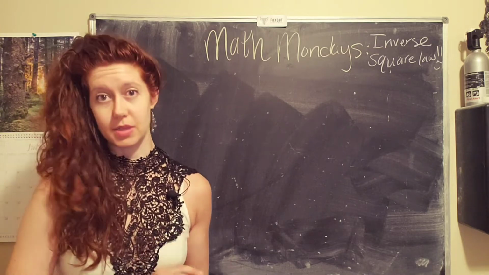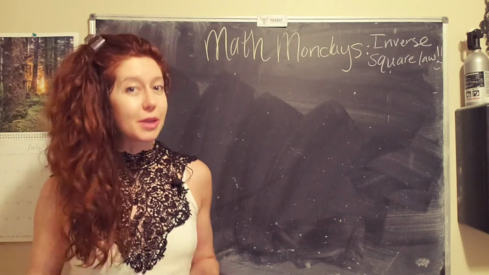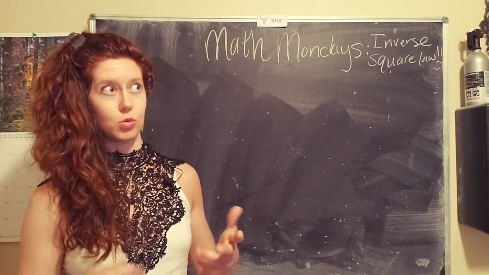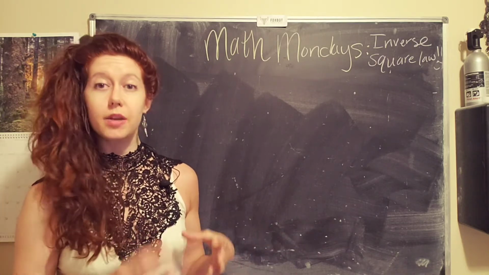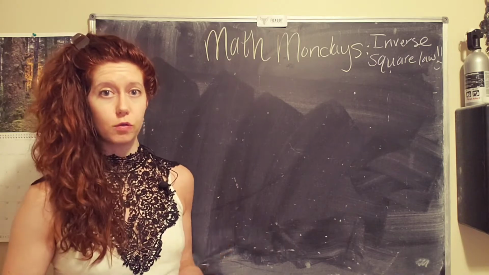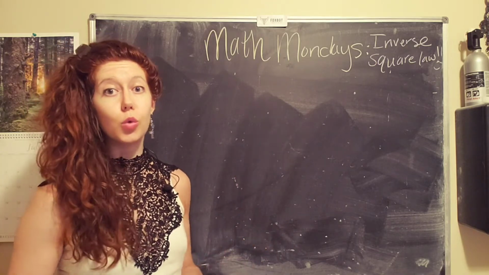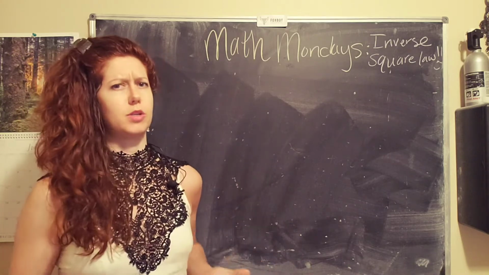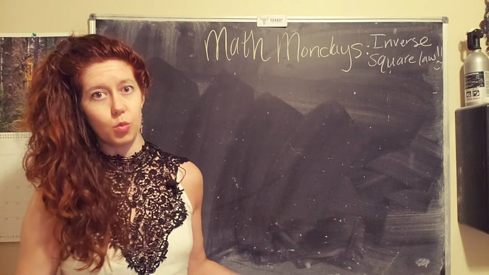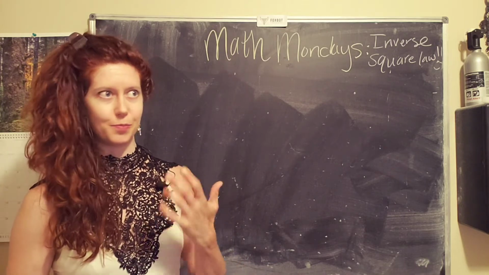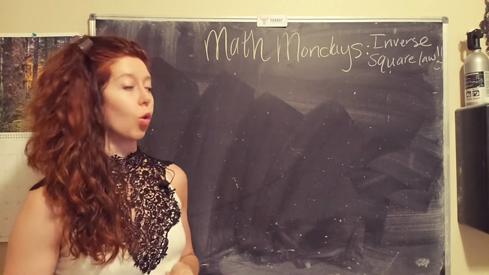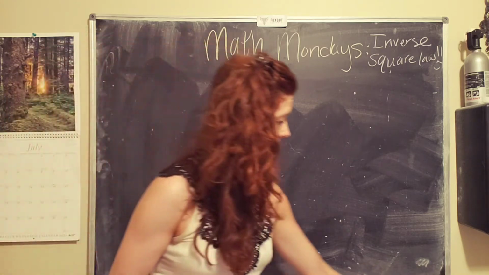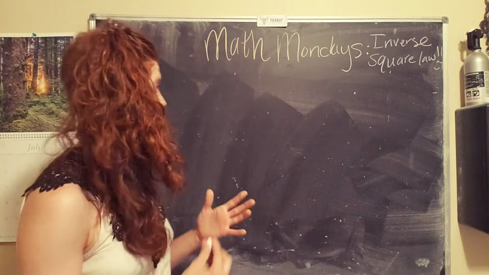Inverse means opposite, and in math speak, that typically means a fraction. Square means to square something, or to take a number and multiply it by itself or raise it to the power of 2. And law just means a rule. Oftentimes when we talk about the inverse square law, we are talking about things like gravity or electrostatics, which follow this pattern. So let's actually look at what this pattern is.